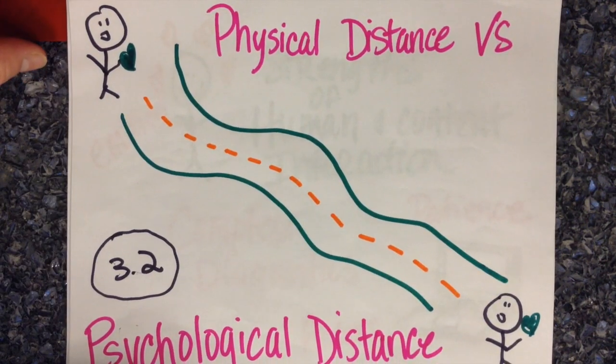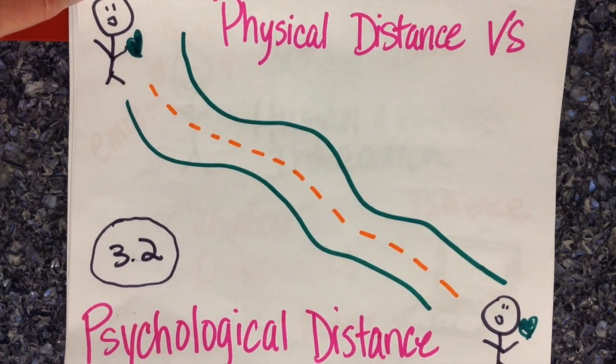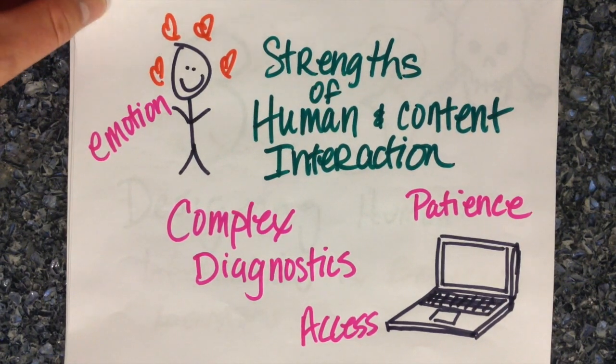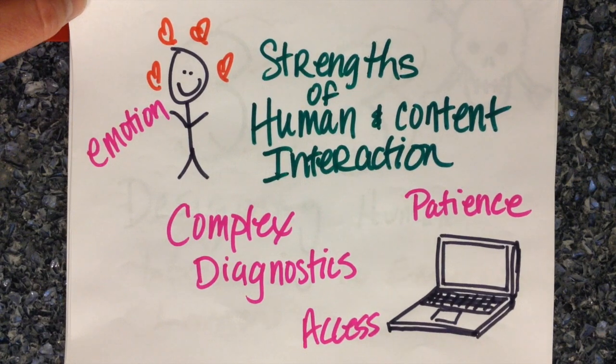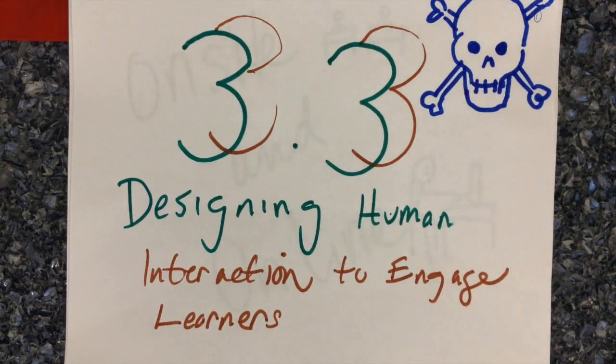Creating engagement through learner interaction. The physical distance is not as important as the psychological distance. This means use the strength of both human and content interaction, including emotions, patience, complex diagnostics, and access.